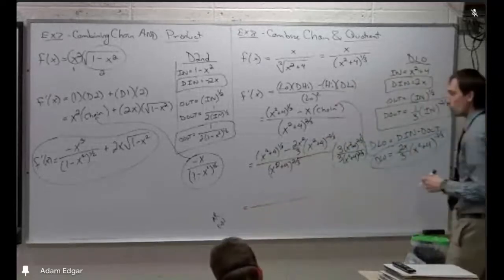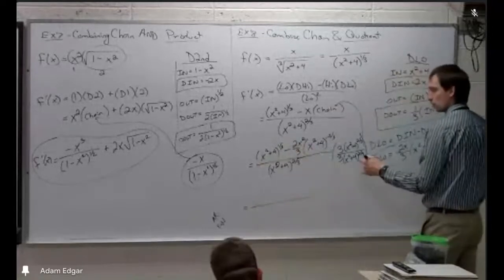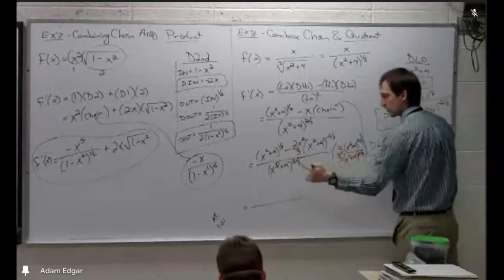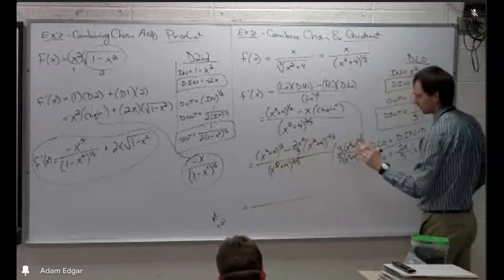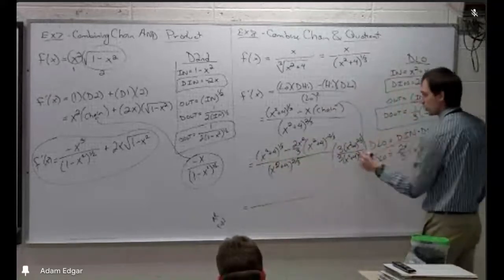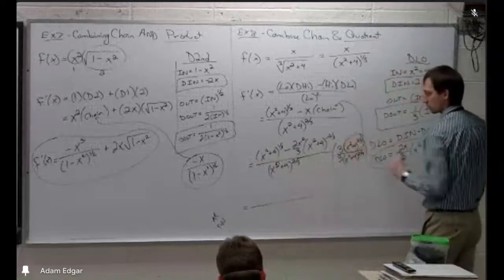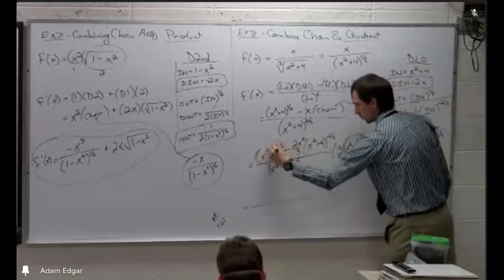So when we multiply this out, what's 3 times this thing? Well, let me rephrase. What happens when you multiply the x squared plus 4 to the 2/3 and the x squared plus 4 to the 1/3?